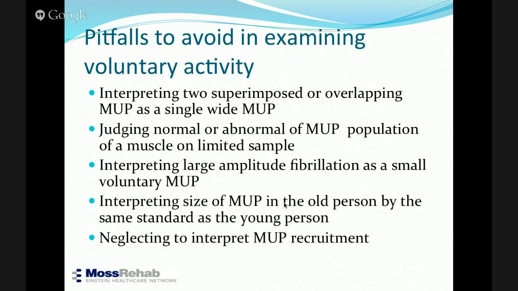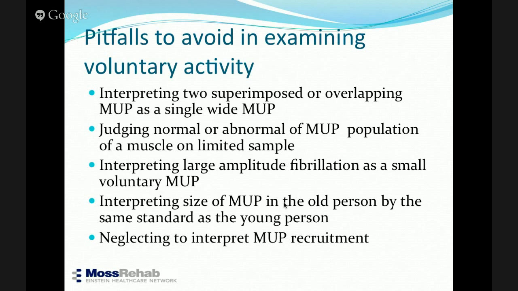I think I'm going to run through this very quickly, and I'm not going to really talk about everything. Pitfalls to avoid: judging normal and abnormal, interpreting large amplitude fibrillation. That's, you know, the third point is very important. So when you have myopathy, you're going to say there are fibrillations, and the units are going to be narrow and small. So sometimes fibrillations can be talked about as small unit. So you have to be very careful with interpretation of that.